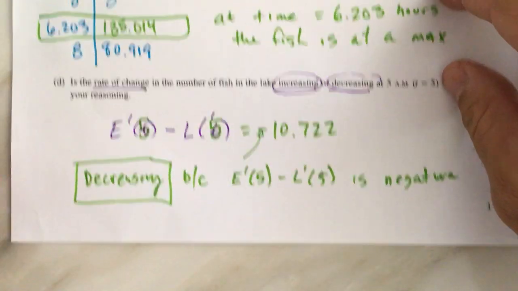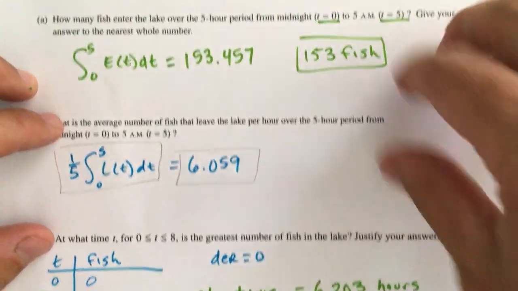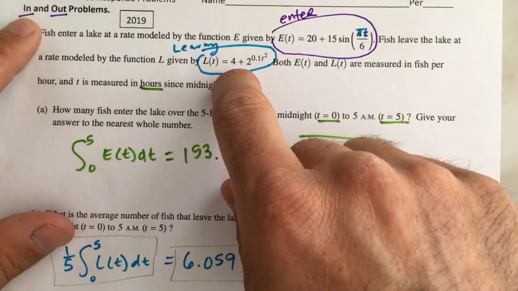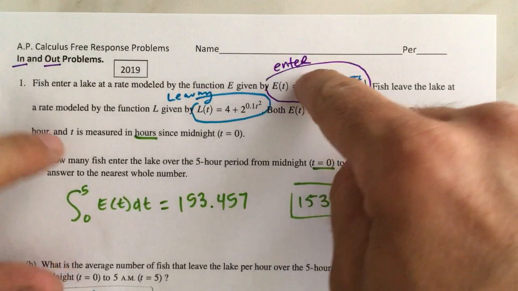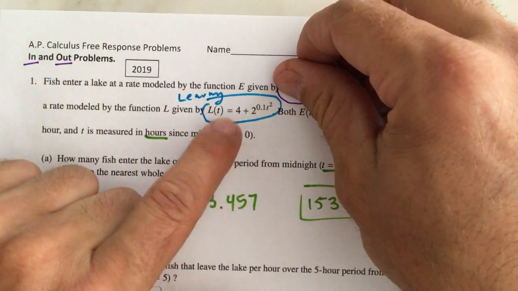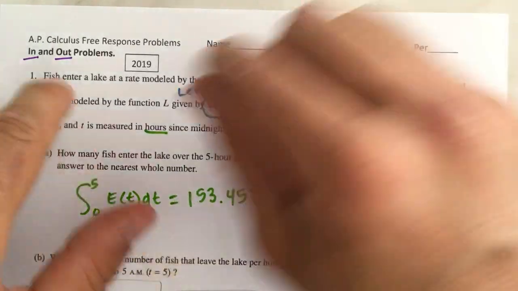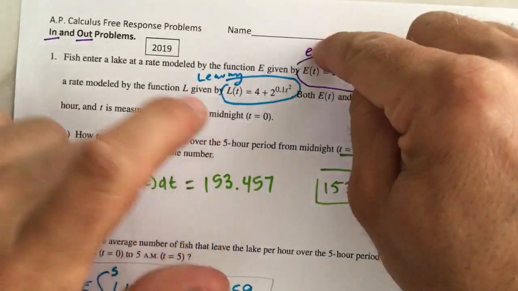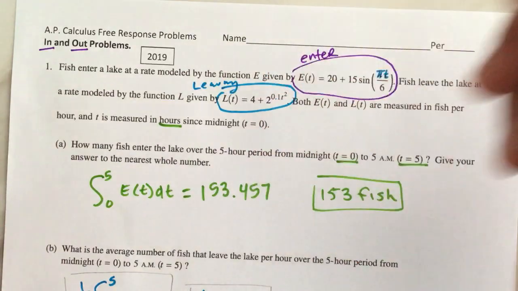So hopefully this problem is pretty straightforward for you. Has a couple things going on. Like I said, in and out problems, sometimes they just have fish entering, and that's what the whole problem is. Sometimes they just are talking about something going down. You might see one of those. Or sometimes it has in and out where it's entering and leaving or going up and going down. Okay?